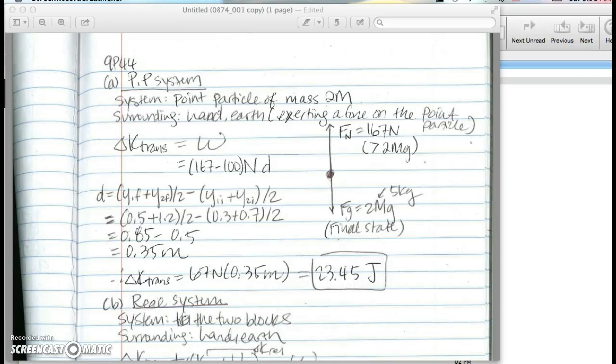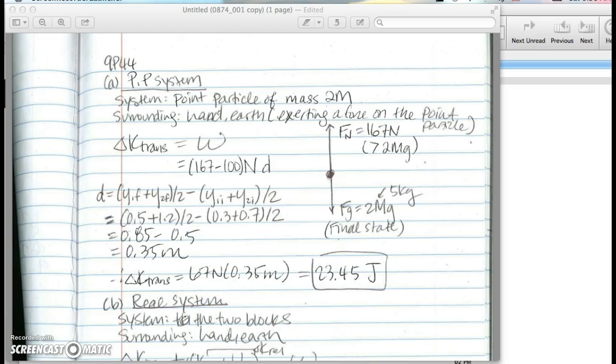Hi, so this video is to show the mastery of Objective 9.1, which is real systems versus point particle system. So I chose question 9P44, and this question has two parts, A and B, and each part asks for our analysis of a system of two blocks connected by a spring and being pulled by a hand, in the context of both point particle and real system.